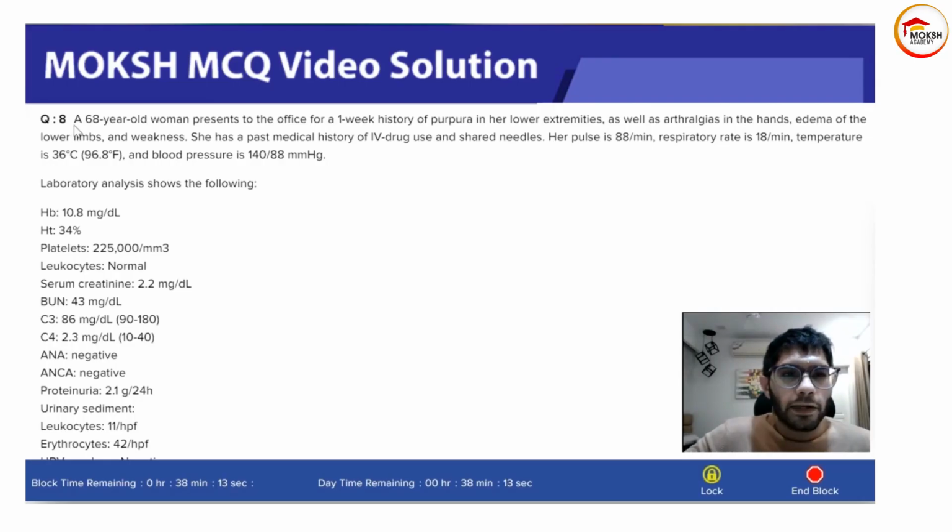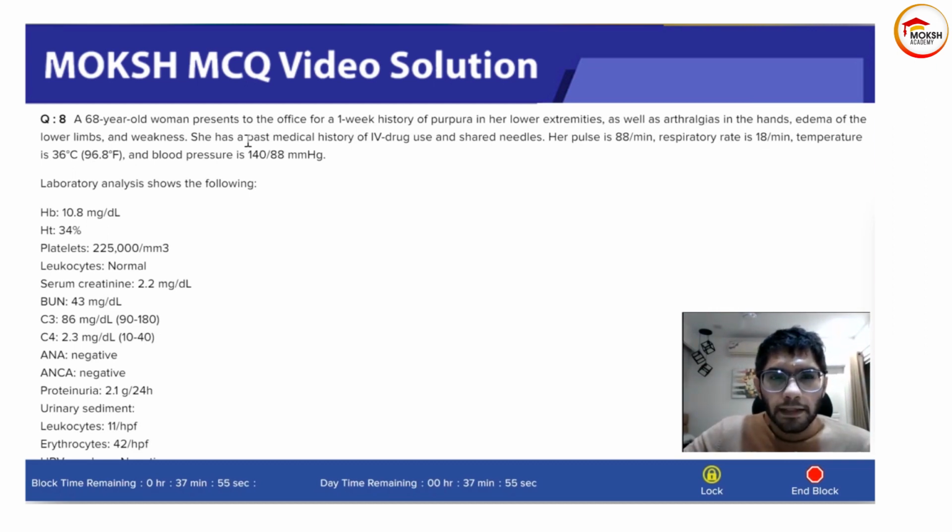So now let's go with question 8. A 68-year-old woman presents to the office for a 1-week history of purpura in her lower extremities, as well as arthralgias in the hands, the edema of the lower limbs, and weakness. She has a past medical history of IV drug use and shared needles. Important information. Her pulse is 88, respiratory rate is 18, temperature is 36, which is 96.8 degrees Fahrenheit.